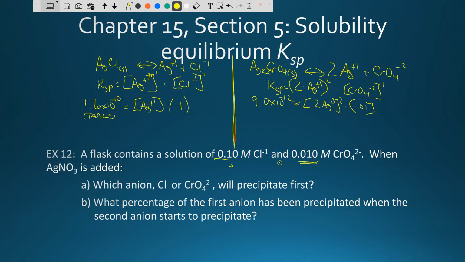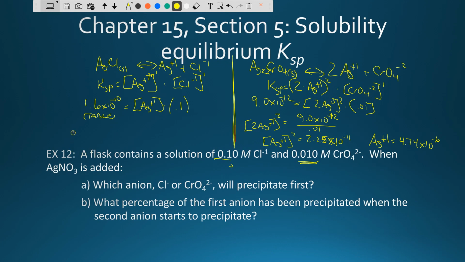Okay, so now I've got this all set and ready to go. If I solve for my unknown in this case, remember, let's get the 2 silvers by themselves. So it's 2 silvers, and that squared is going to equal 9.0 times 10 to the negative 12 over 0.01. So getting just the silver, Ag plus squared equals 2.25 times 10 to the negative 11. So my silver ion, taking the square root of that, ends up being 4.74 times 10 to the negative 6.